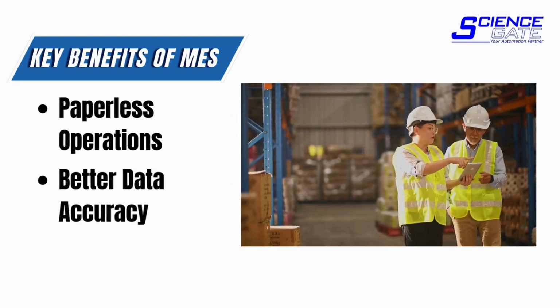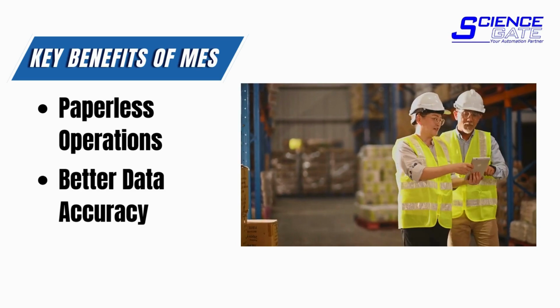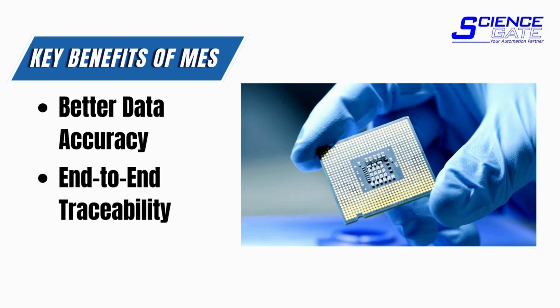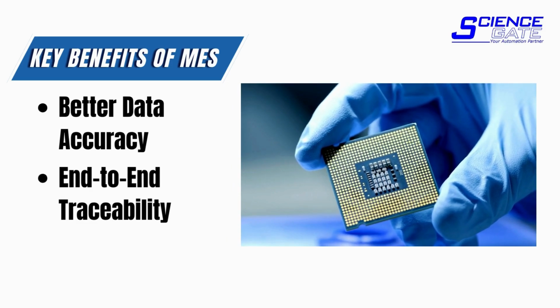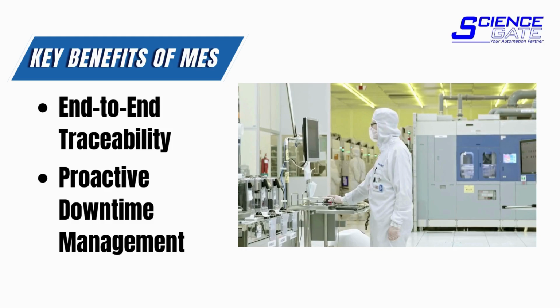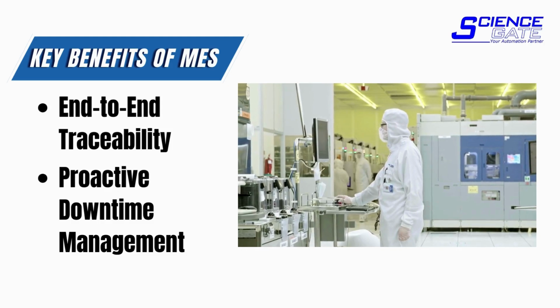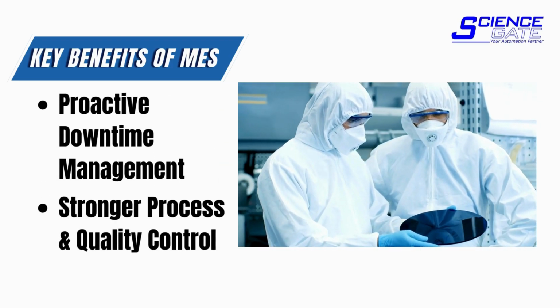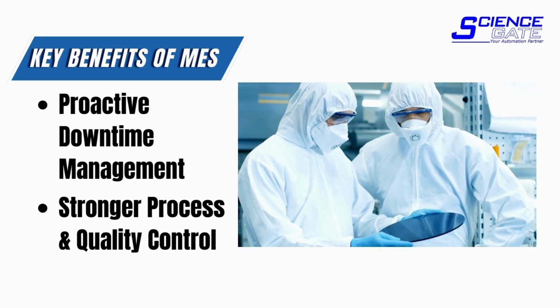Better data accuracy. Automated reporting minimizes human errors. End-to-end traceability. Track every product from raw material to shipment. Proactive downtime management. Real-time alerts for predictive maintenance. Stronger process and quality control. Ensure consistent product standards.